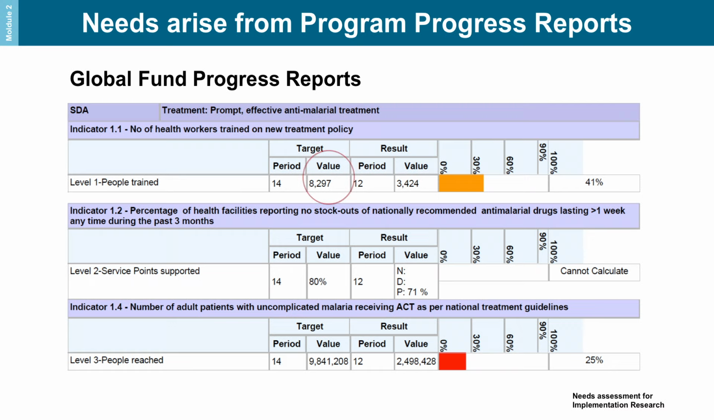They had set a target for the period of over 8,000 people to be trained in antimalarial treatment, health workers, community volunteers, etc. And as you can see in the reporting period, they achieved only about a third of their goal. Now sometimes this is a bit frightening, but the Global Fund does provide funding for people to do implementation research to learn how to improve their program. So this should be an activity that spurs people on to try to improve what they're doing.